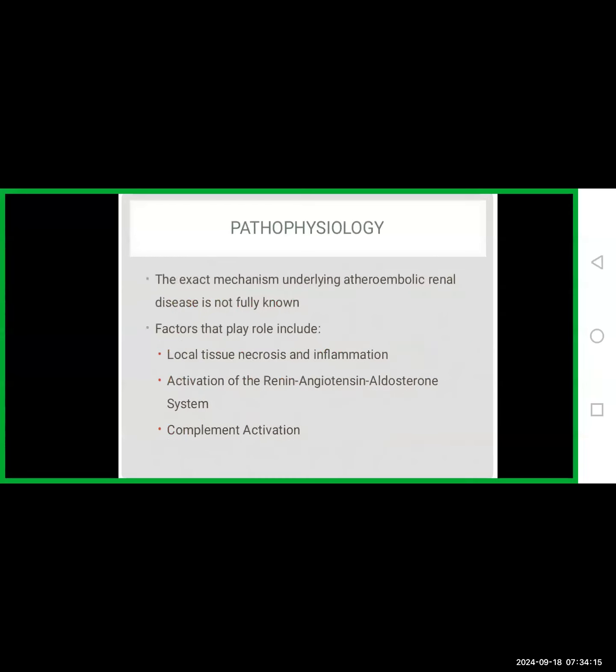So pathophysiology, just a summary of it: the exact mechanism underlying AERD is not fully known. However, some factors play a vital role, like local tissue necrosis and inflammation, activation of the renin-angiotensin-aldosterone system, and complement activation.